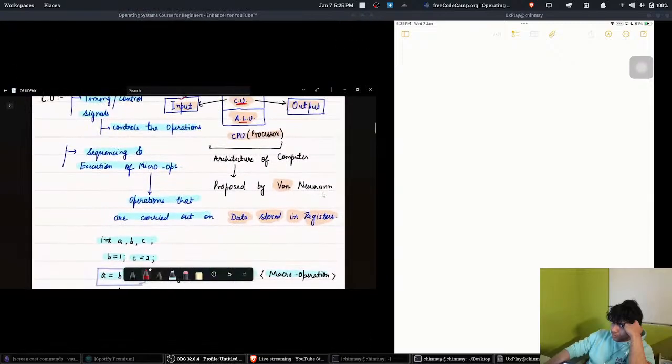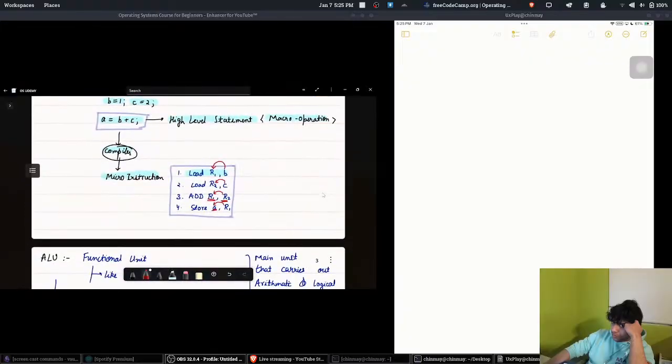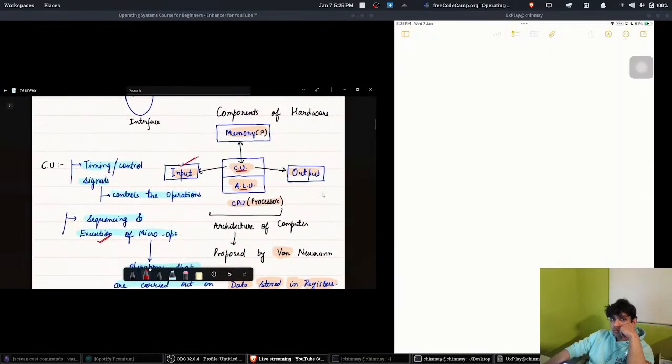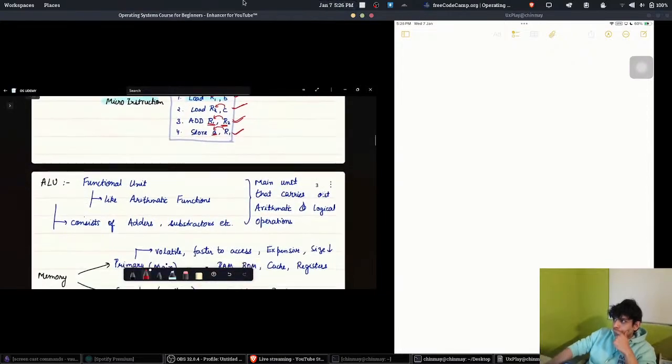Now the control unit is responsible for sequential execution. That is, first you have to do this, then this, then this, and then in the end this. Who is responsible? Control unit is responsible. Okay. So this was the architecture in which memory, input, output, and processor, the architecture proposed by von Neumann. It is the most famous architecture. Okay, so now we'll move down.